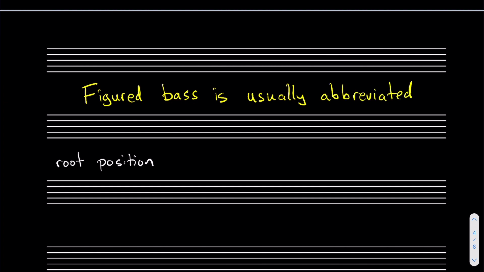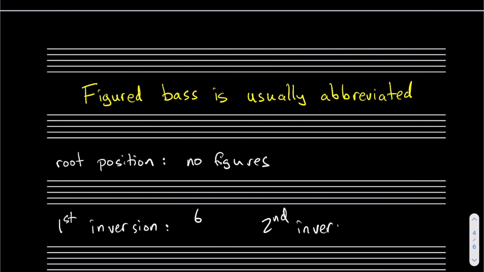In practice, figured bass symbols are usually abbreviated. We usually don't bother writing the 5, 3 for root position chords. Since root position is the default, we just go with no figures at all. For first inversion chords, we usually abbreviate it to just the number 6 instead of 6, 3, which is the complete figures. And for second inversion triads, we don't abbreviate. We always write both the 6 and the 4 in figured bass.